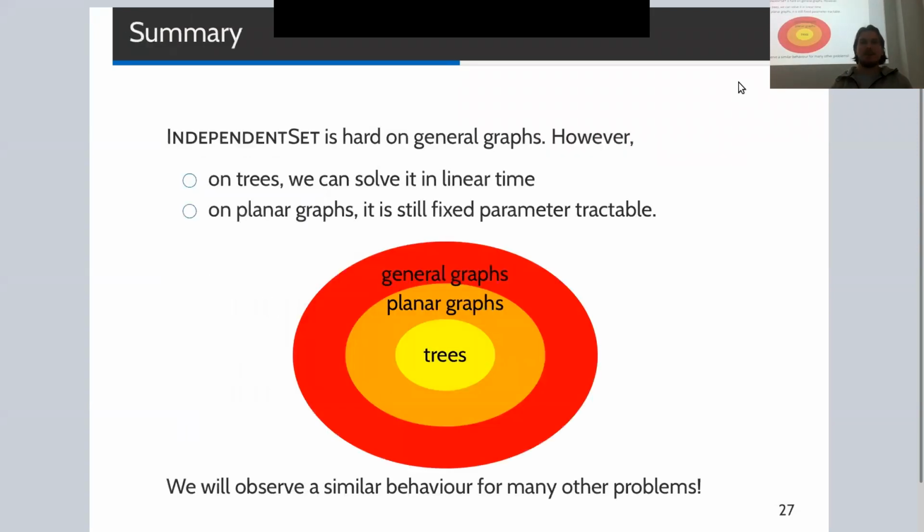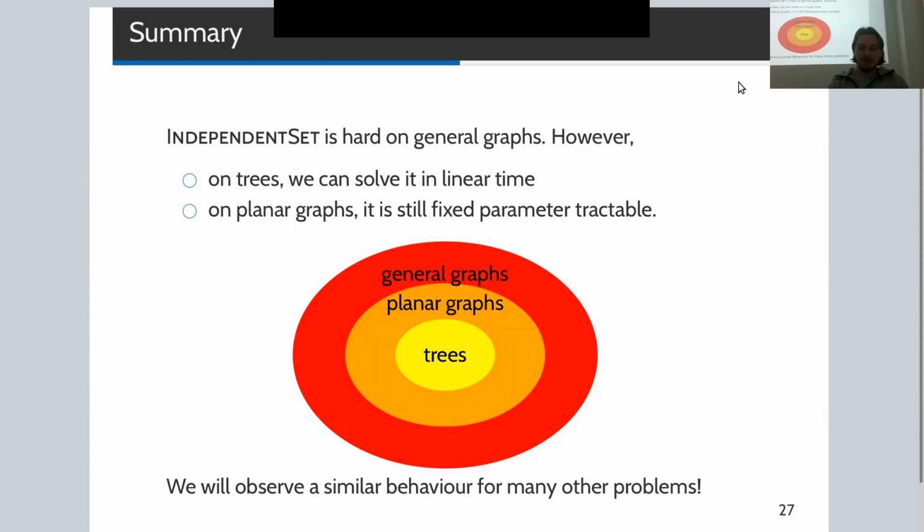The picture that we drew in the first lecture was like this. On trees, we could solve independent set in linear time. And then on the more general class of planar graphs, it would still be fixed parameter tractable. So we could solve it in a running time that is exponential in the solution size, but linear in the size of the graph. And I promised you that we would generalize this result.